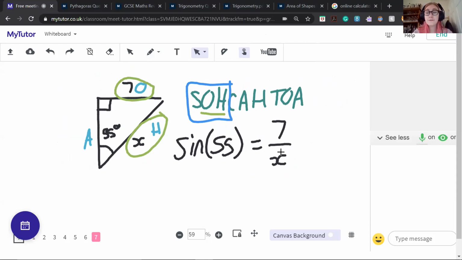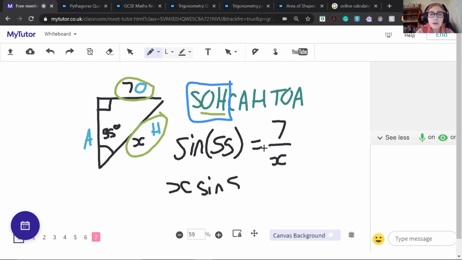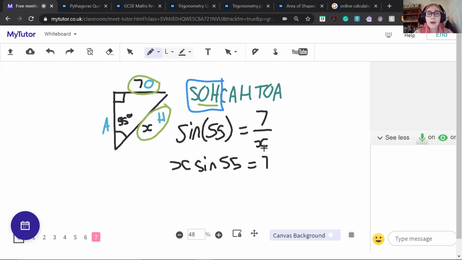First of all, we multiply up by this x. It gets rid of the fraction and makes it nice and linear so that we can see it in one go. Then we get x sine 55 equals 7. To find x by itself, we divide the left and right-hand sides by sine 55. So we get x equals 7 divided by sine 55.